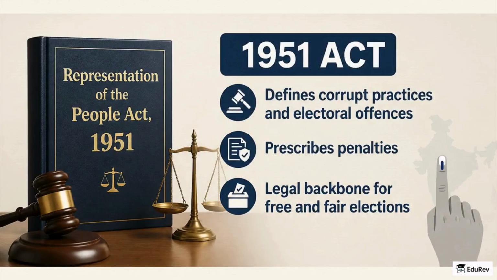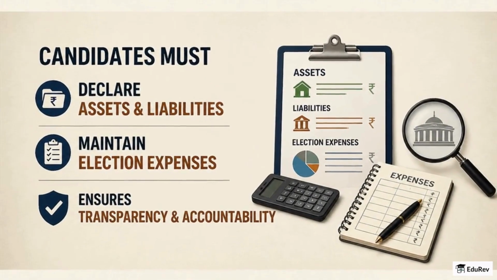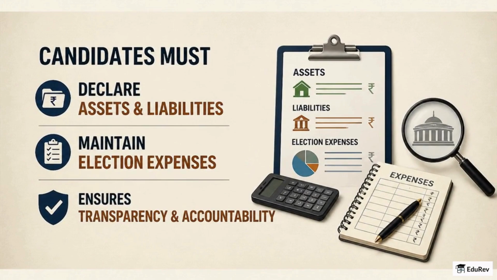Importantly, the 1951 Act defines corrupt practices and electoral offences and prescribes penalties, which is the legal backbone for ensuring free and fair elections. The Act also requires candidates to declare assets and liabilities and to keep an account of election expenses, making transparency and accountability examinable themes.